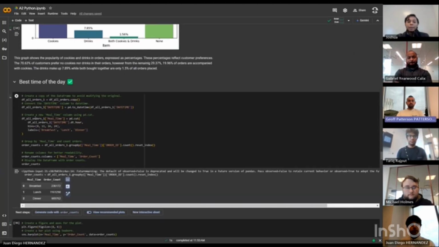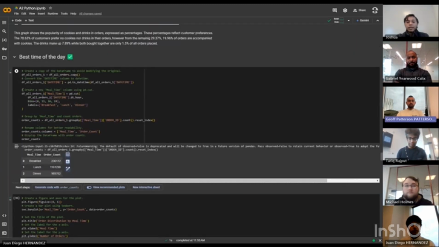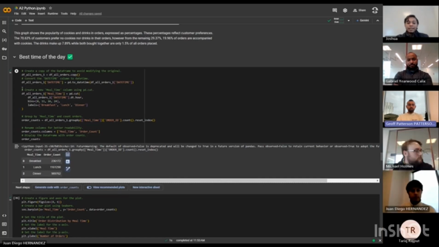To find our best time of day when we receive orders, first we created a copy of our original data frame to avoid modifying it. Then we converted the date time and we separated the hours into breakfast, lunch, and dinner.